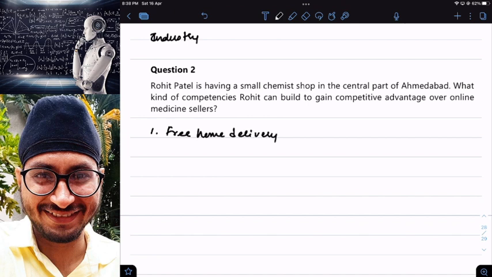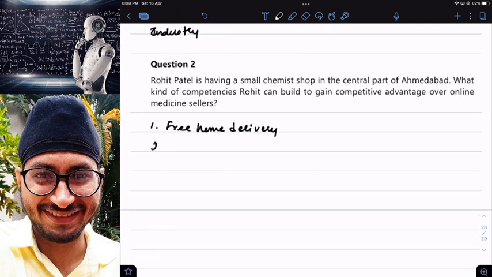Majority of the online apps charge delivery charges, right? This fellow, in order to compete with a big online medicine seller, can provide free home delivery. Number two, fast delivery of medicines. Since this person is located at a central part wherein he can easily access the complete city, fast delivery of medicines can be done compared to online stores.